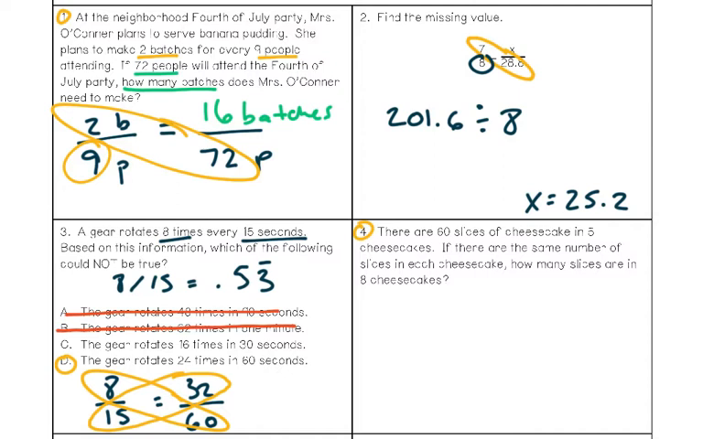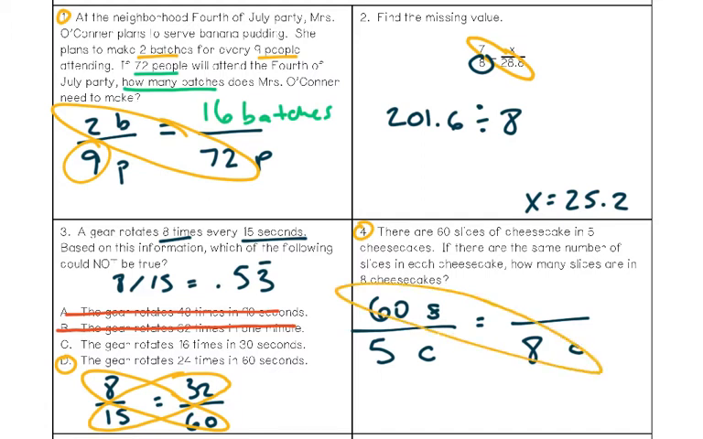Number 4 says there are 60 slices of cheesecake in 5 cheesecakes. That's a ratio of 60 slices for every 5 cheesecakes. And I know I can set up a proportion because it tells me there's the same number of slices in each cheesecake. And I want to know how many there are in 8. I can set up a proportion and cross multiply to solve.